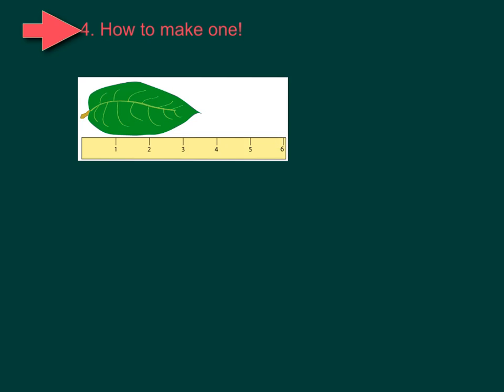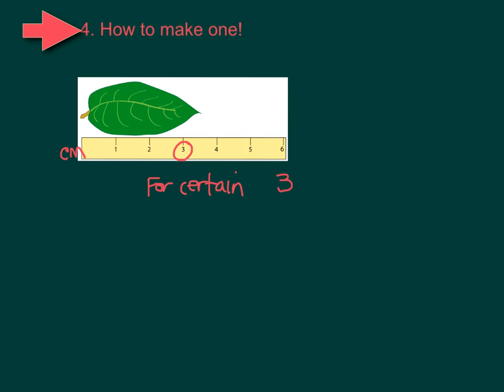All right, and finally, we need to talk about how to make a measurement. So let's look at this leaf again, and we're going to make this measurement. The first thing you want to do is look at the last digit on the ruler, or on your tool, that the thing you're measuring goes past. In this case, there's a 3. So we know for certain that this leaf goes past, and again, we're assuming this is centimeters, the 3 centimeter mark. It's at least 3 centimeters.